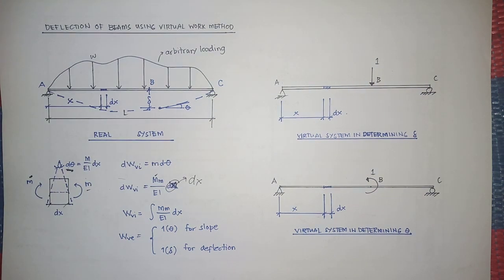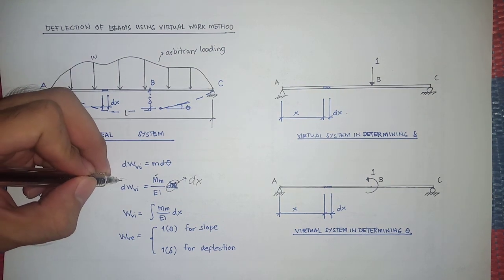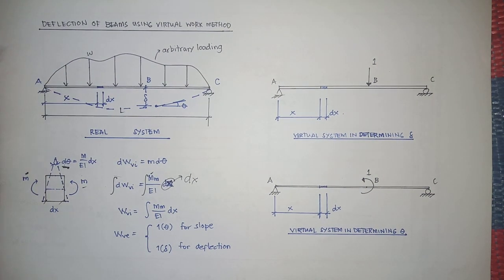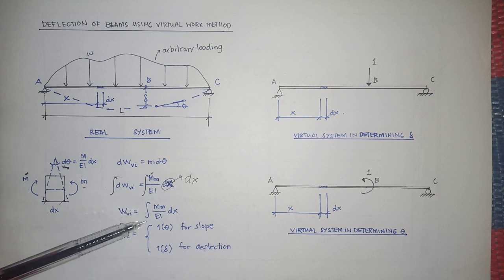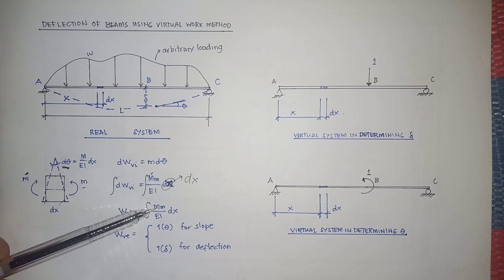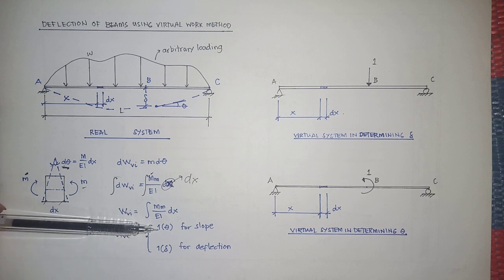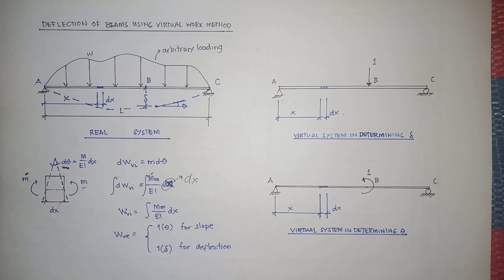Okay, this is dx. So, para makuha mismo yung virtual internal work, we're going to integrate to sum up everything. So that the virtual internal work is equal to what? Okay, this familiar Mm over EI dx, in which the virtual external work is equal to what? Okay, 1 times either theta or delta, depende kung anong kinukuha mo, kung slope man or deflection.